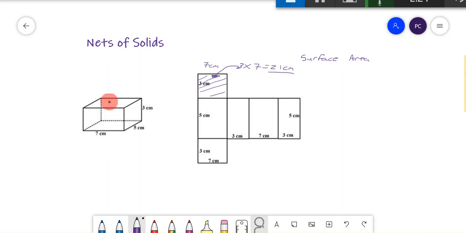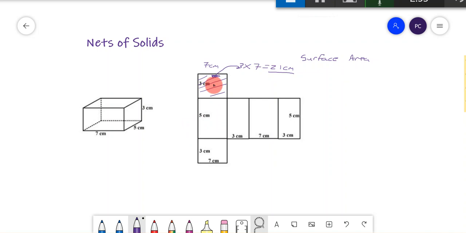Now in order to get the complete surface area of this box, I first need to break it up into its net, which looks exactly like this here. Then I calculate the surface area of each part of it, and then we can add them all up. That gives me the surface area of the entire 3D shape, or the solid.